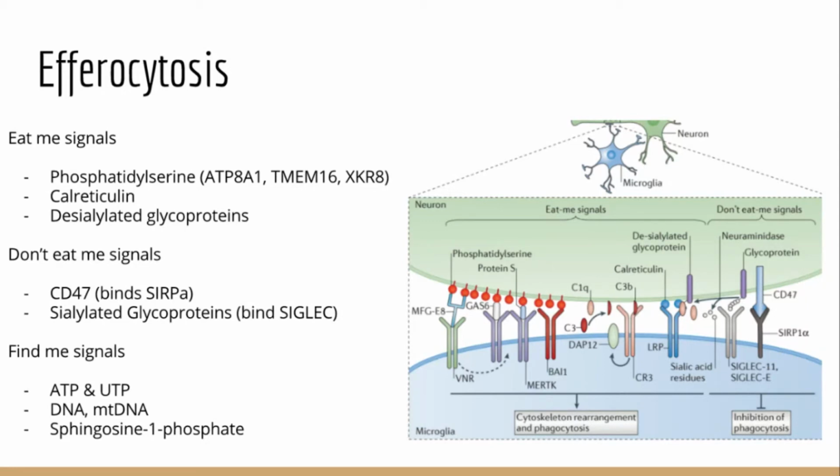So there are three main classes of players in the efferocytosis process. We have eat-me signals, don't-eat-me signals, and then find-me signals. So first we have eat-me signals. They are found on the apoptotic bodies. This includes, most importantly, phosphatidylserine. So I'll just call it PS, phosphatidylserine.